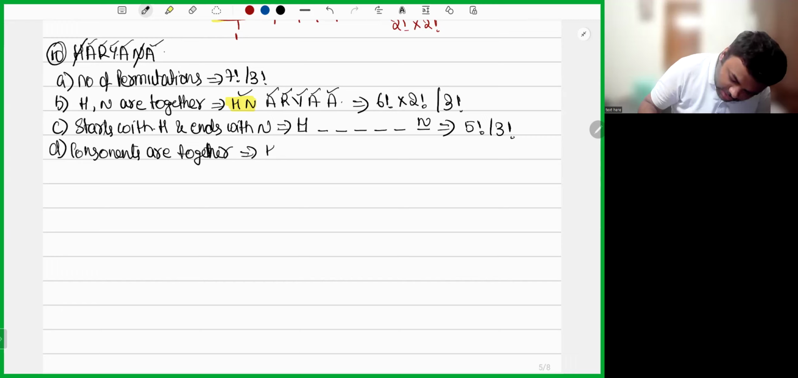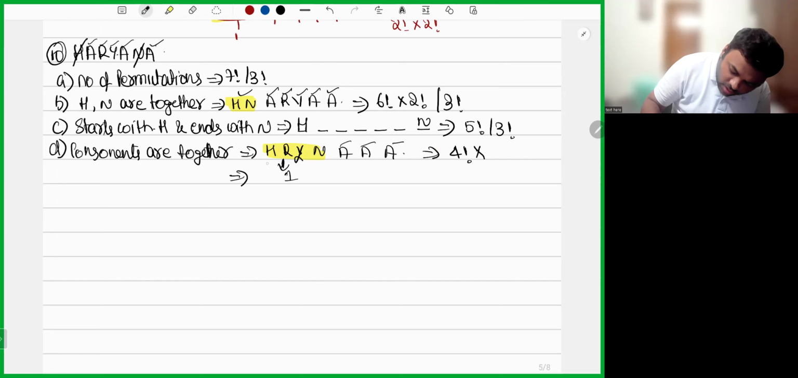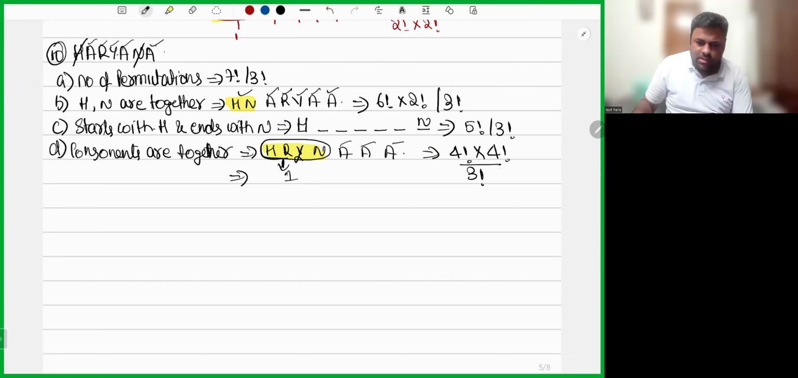Consonants are together. H, R, Y, N, A. Consonants are together. Merge them together. One unit. 1, 2, 3, 4. 4 factorial into 4 consonants can interchange among themselves in 4 factorial ways. A is repeated 3 times, so 3 factorial.